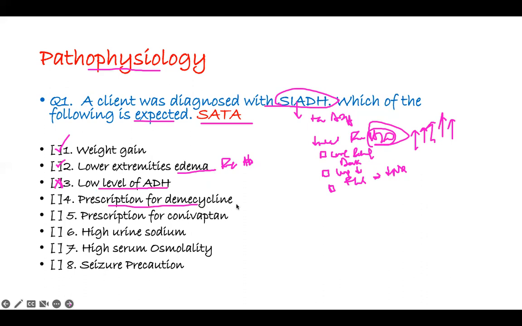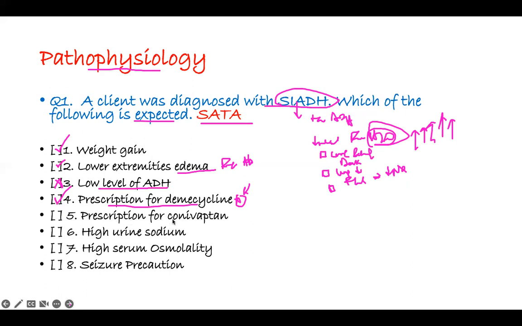Prescription of demeclocycline. This one, you just have to know it. This antagonizes ADH, basically, so it goes to the kidney and prevents ADH from doing its job. So ADH will stop absorbing water. That is the prescription your doctor will give.